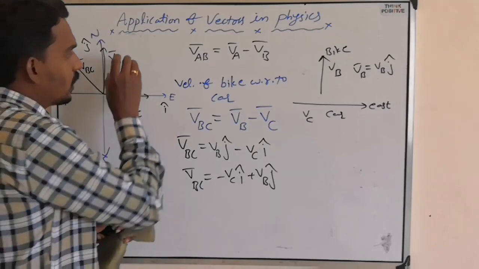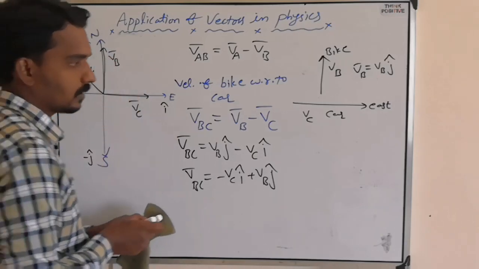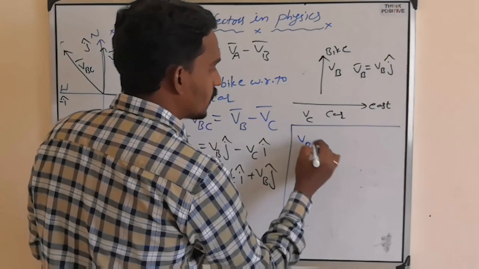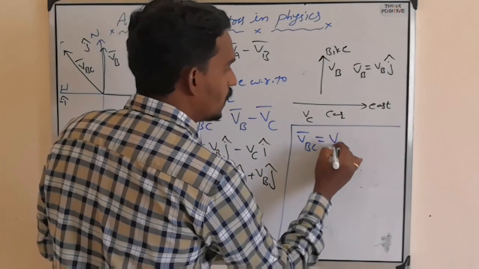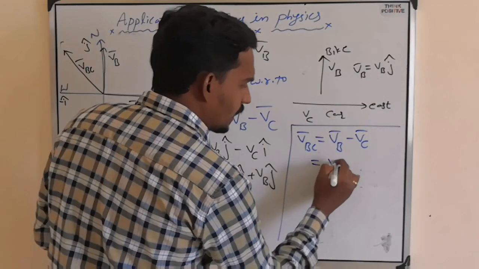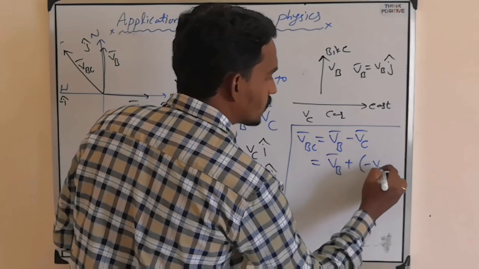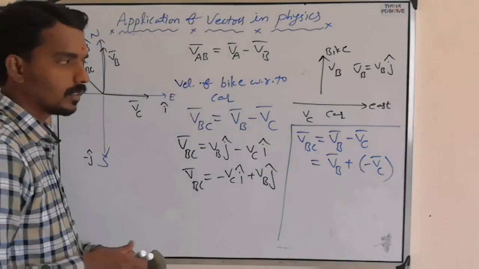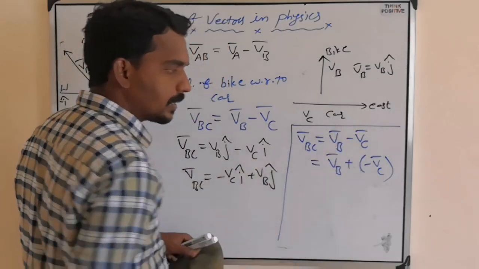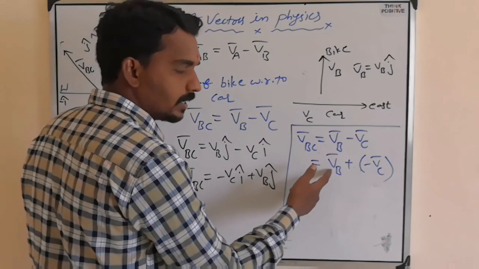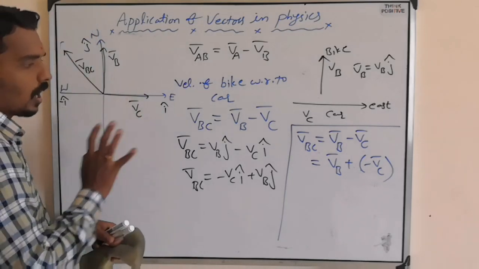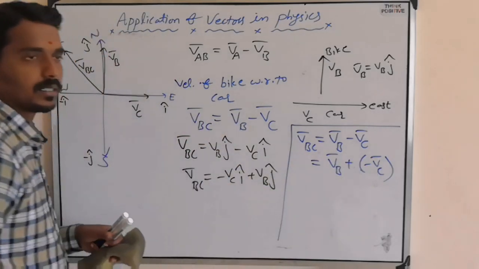Or else the same thing you can also find like this. See, VBC bar equal to VB bar minus VC bar. That I can write as VB bar plus minus VC bar. Subtraction is nothing but addition. VB bar minus VC bar is nothing but addition of VB and minus VC. Now, how to add VB and minus VC?